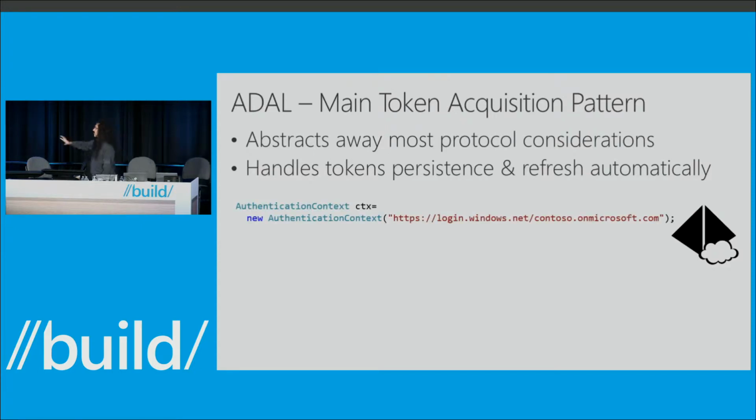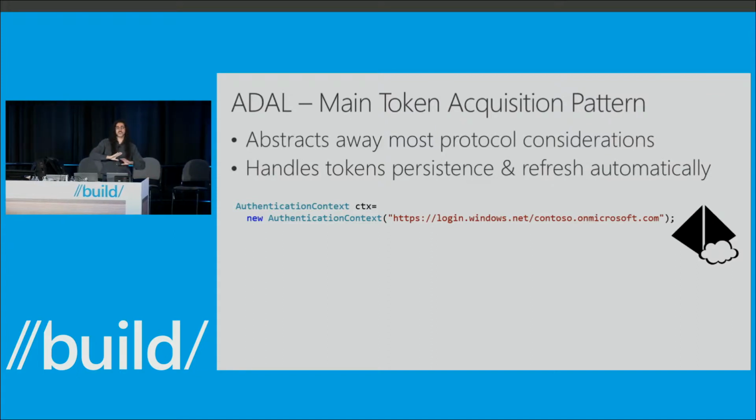And that's what we call the authentication context. And you create it very easily. You just pass the URL to your directory. Why do we ask for a URL? One little known fact about Azure AD is that there are multiple instances of Azure AD. There is one that is the public cloud in here, but then we have other instances. For example, there is one instance in China, which is completely decoupled from this one. It's an entirely different instance.